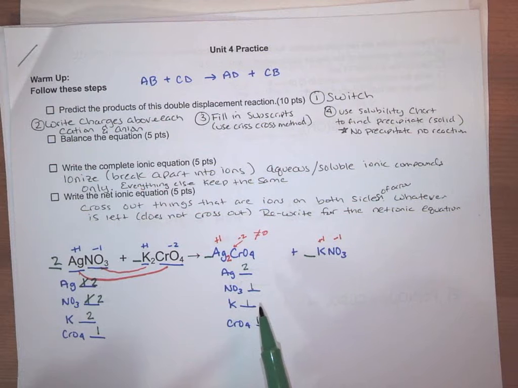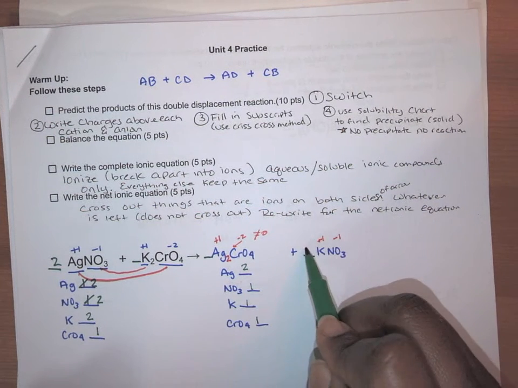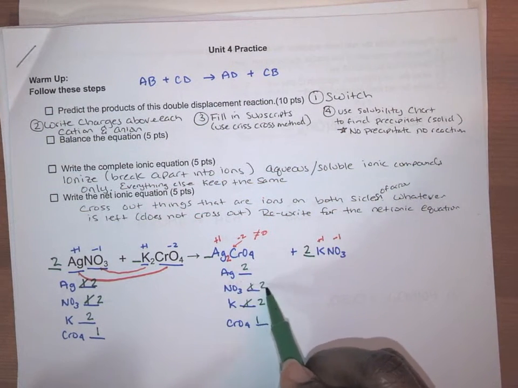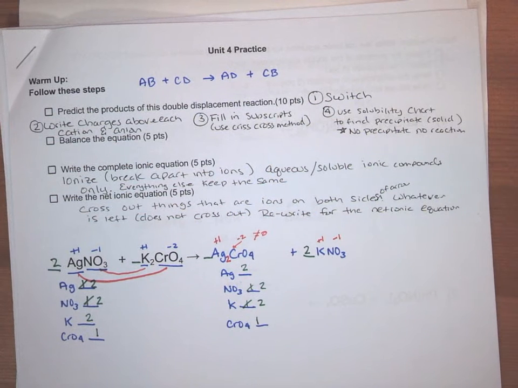Now I need to do the same thing for the potassium. I have 2 potassiums on the reactant side and 1 on the product side. So now I'm going to go to the product side and put a coefficient of 2 in front of potassium nitrate. 2 there, 2 there, it's balanced. Okay? So that's it being balanced.